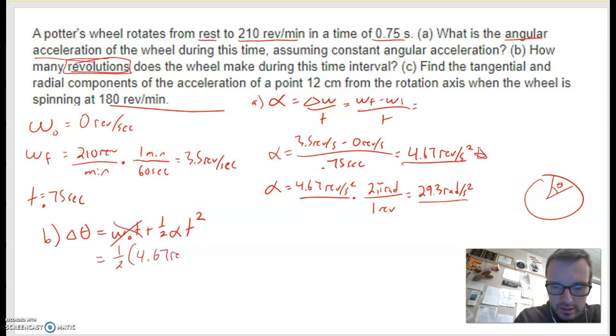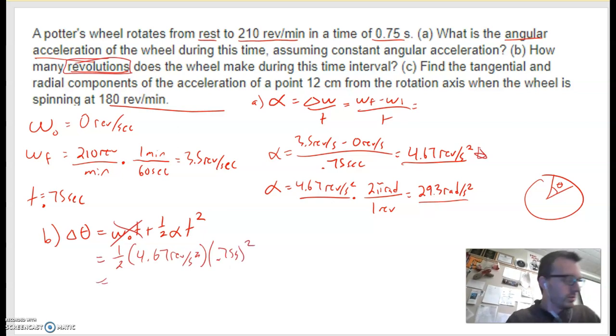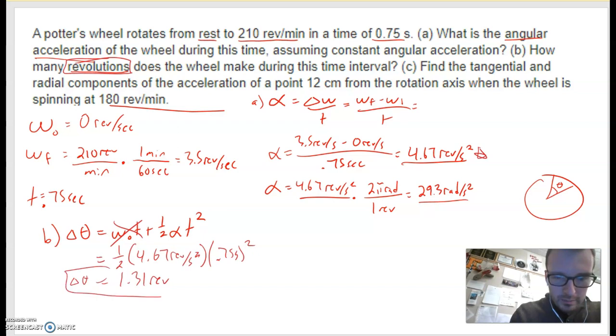So 4.67 revolutions per second squared times our time, which was 0.75 seconds squared, equals, and we can plug that in and get our answer for delta theta of 1.31 revolutions. All right, so that is when it says how many revolutions did it do. That's our solution for that.